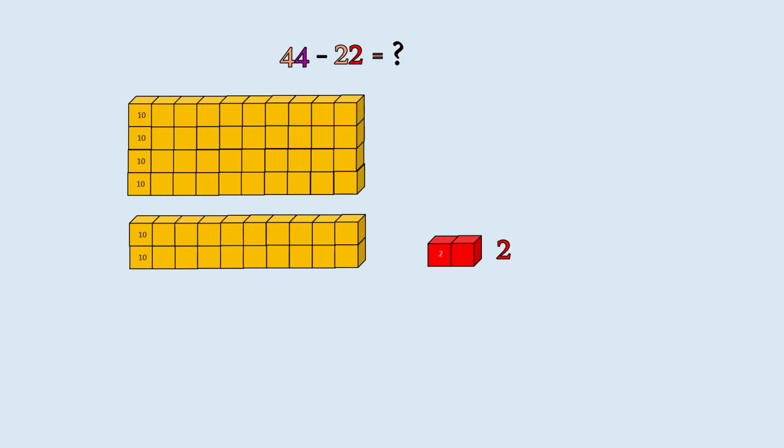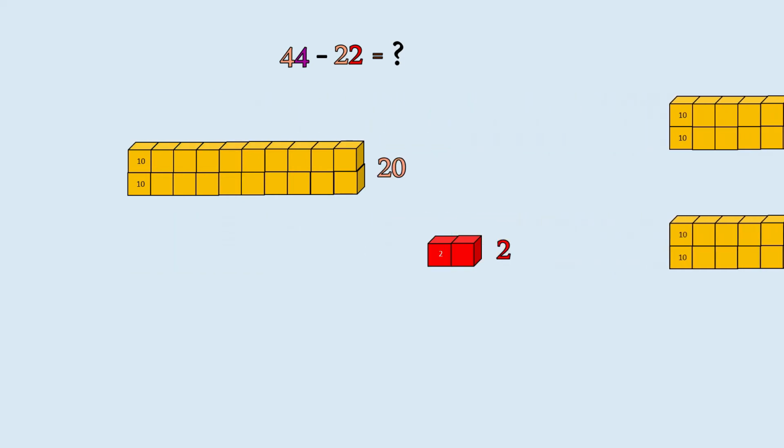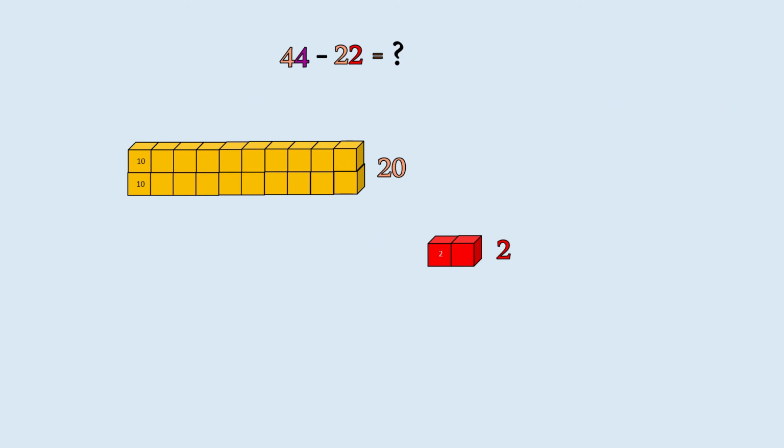Next, explain that we need to take the 2 oranges below away from the 4 oranges above. Ask your child how many oranges are left after we do this. To find out, remove the 2 oranges below and 2 of the 4 oranges above, leaving 2 oranges above. Ask your child what number means 2 oranges, and write the number 20 next to the bars.